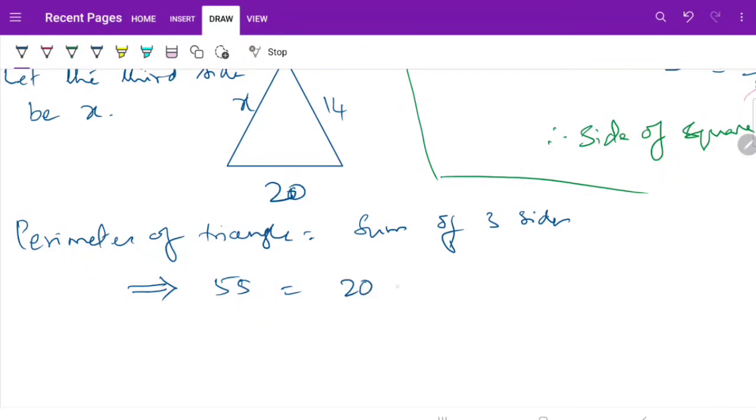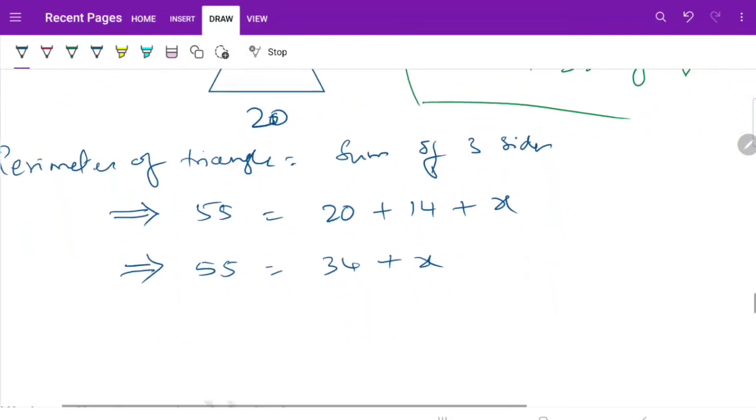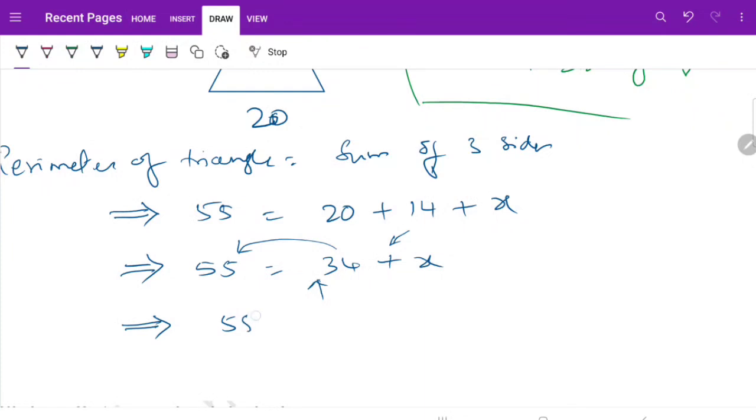So one is 20, another is 14, another one is X. We don't know this X, so we will now find the value of X. 55 as it is. 20 plus 14 is 34, plus X. Now we need to send this 34 to the other side. In front of the 34 there is no sign, so it is a positive number. When it goes to the other side, the sign changes. It is positive 34 here, so it becomes minus 34 on the other side, equal to X.